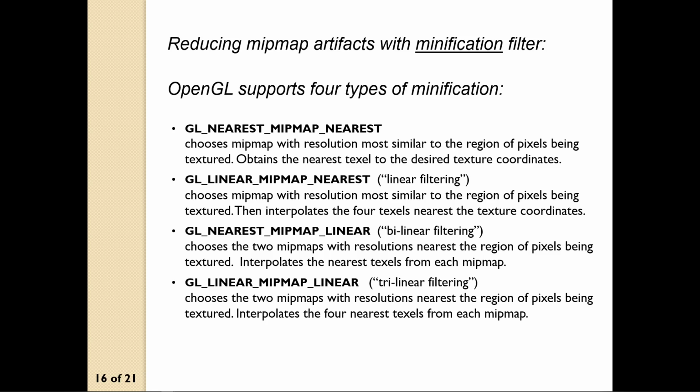So minification is part of the mipmap process, which is a filtering. There are different types of mipmap filtering. The nearest neighbor: choose a mipmap with resolution most similar to the region of pixels being textured. Obtain the nearest texel to the desired texture coordinate. Yes, that's right. It's basically a level of detail for textures, right? It's adjusting on the fly, adjusting the level of detail depending on how large an area it really needs to fill with that texture, right?